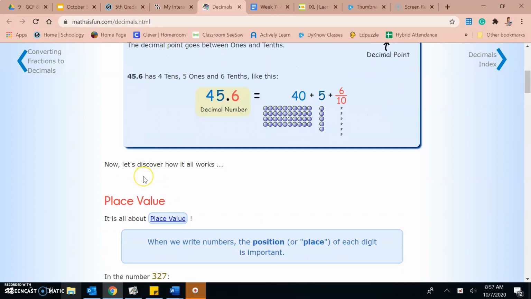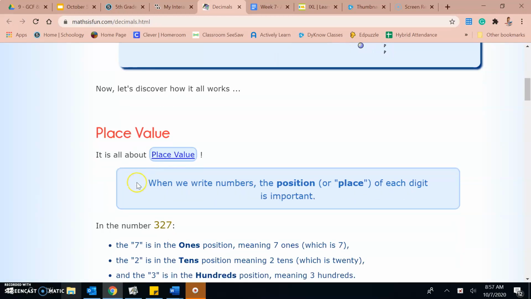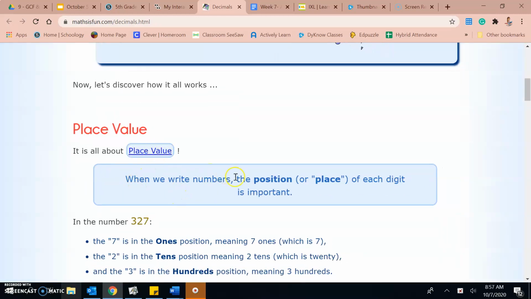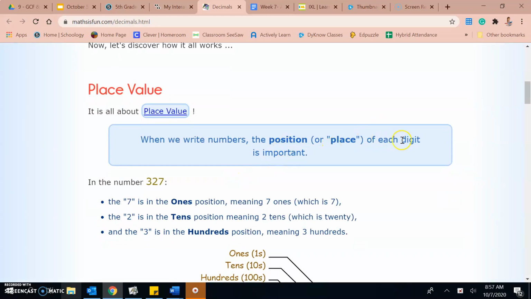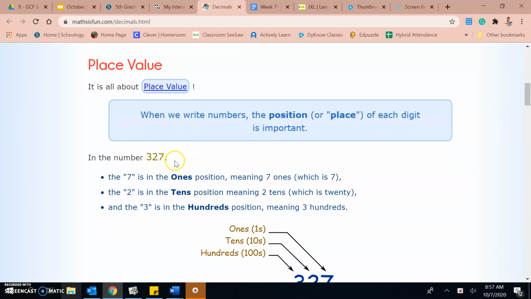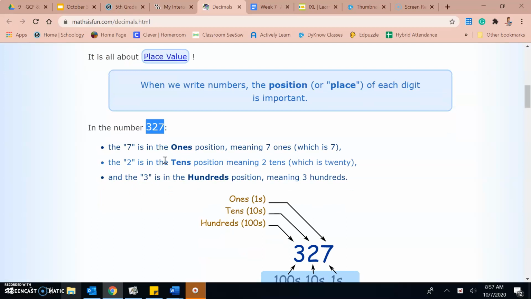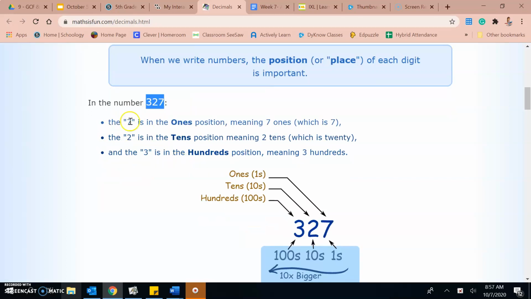Now let's discover how all of this works. Let's talk a little bit about place value. When we write numbers, the position or place of each digit is very important. So let's just take a whole number, for example, the number 327. If I told you to label the place values, you would say that the 7 is in the ones position, meaning 7 ones. The 2 is in the tens position, meaning 2 tens, which is 20, because 2 times 10 is 20. And the 3 is in the hundreds place or position, meaning 3 hundreds, 3 times 100.